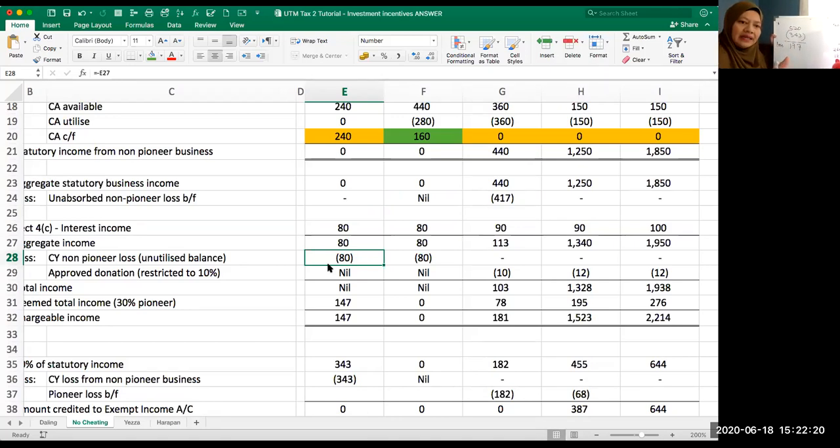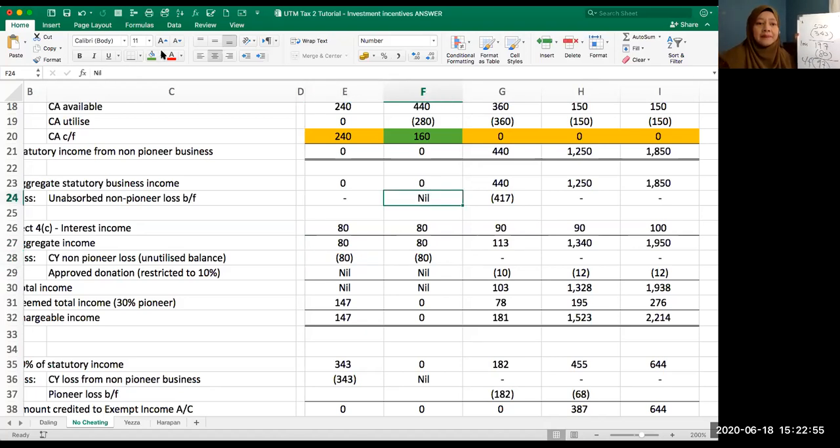Right? And now you have aggregate income of 80. So, then you can use that loss another 80. All right, so how much is the balance? Minus 80. So you have available 97 losses that you can carry forward. Okay, so even though you have 177, you only utilize 80 because your aggregate income is 80. So it means that whatever balance that you have, 97, you're going to carry forward next year. So next year where will it appear? It will appear here, under unabsorbed loss from non-pioneer brought forward.